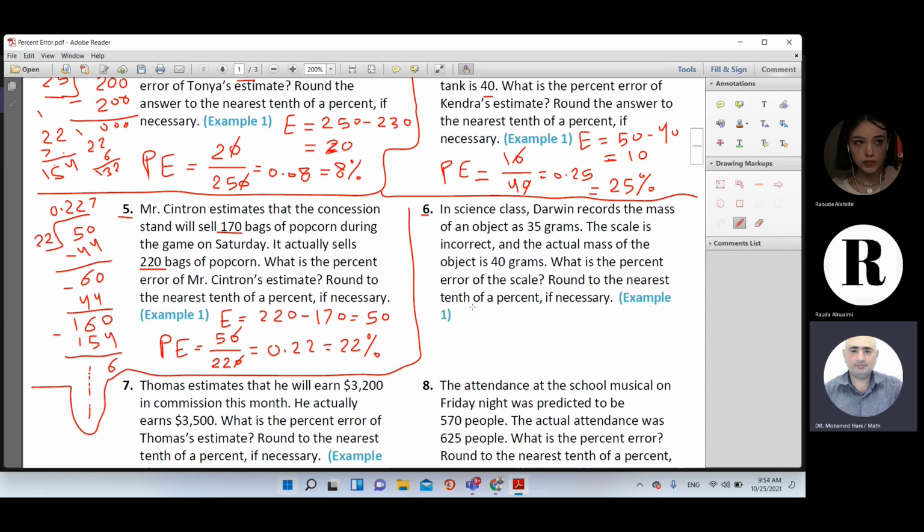Thank you, Sheikh. So as you see here, we have two values. We have 35 grams, and here we have 40 grams. But here before this value said actual. So the second value is real, more real than the first value. So when you want to find the error through the difference between the two values, we have 40 minus 35 will be 5. Then we can find the percent error.